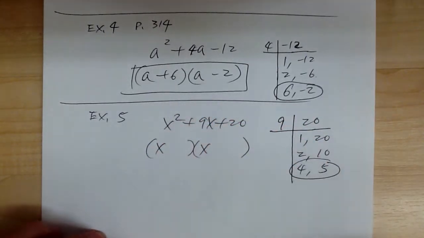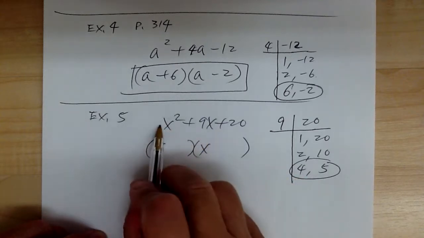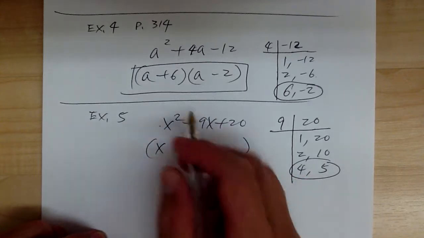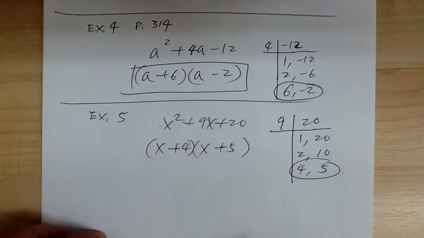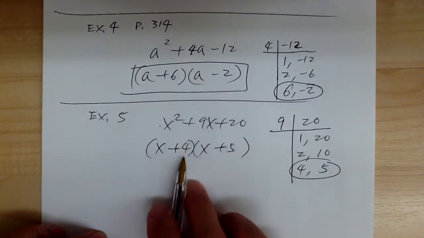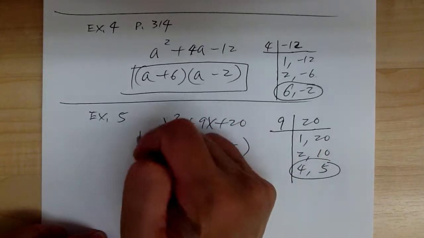So that's x, right? So when there's no number in front, it's fairly easy. Whatever you see, you just put in here. Plus 4, plus 5. Okay, so again, 4 plus 5 gives you 9. 4 times 5 gives you 20. And that would be your answer.